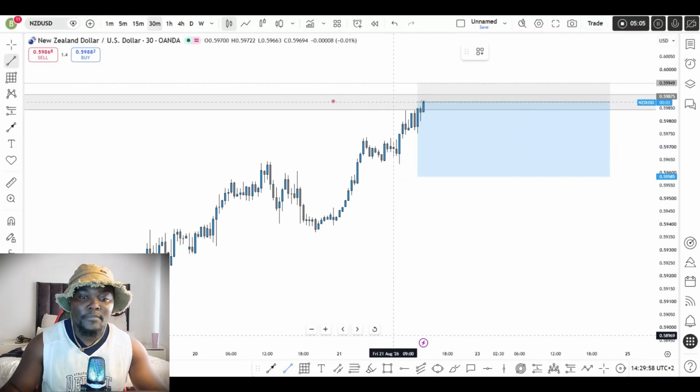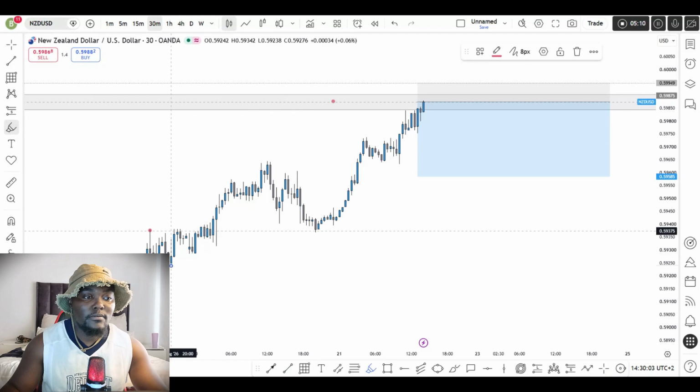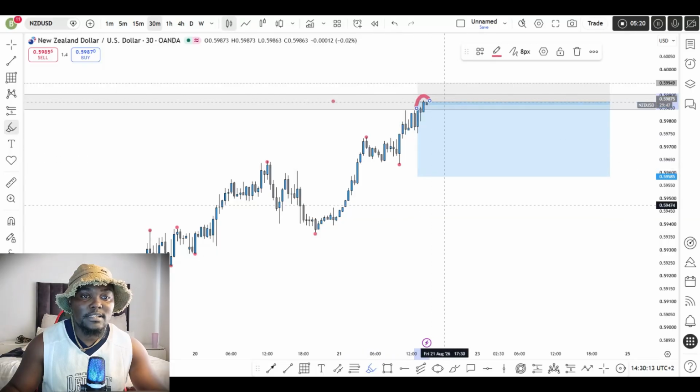Let's look at structure. I can see a bit of structure around here. As you can see, we had a high, low, then a high, then a low here, and then a high, then a low right there, and then the market just tapped into this area here.